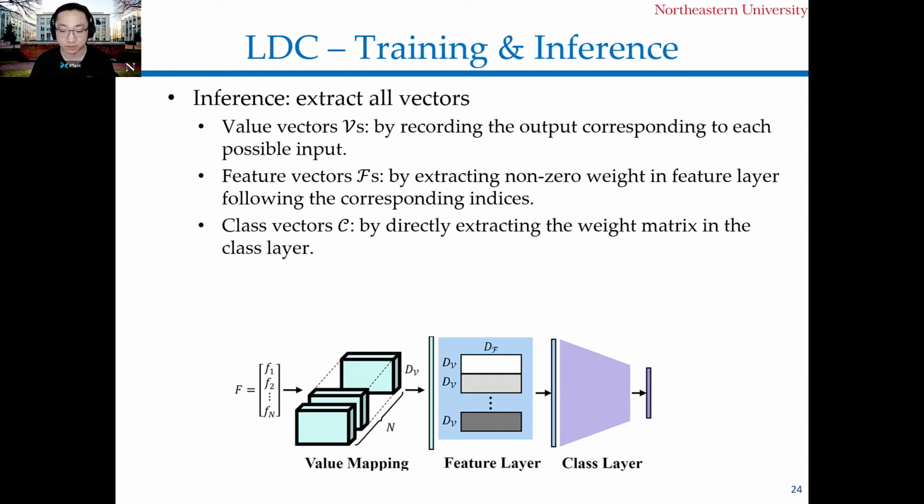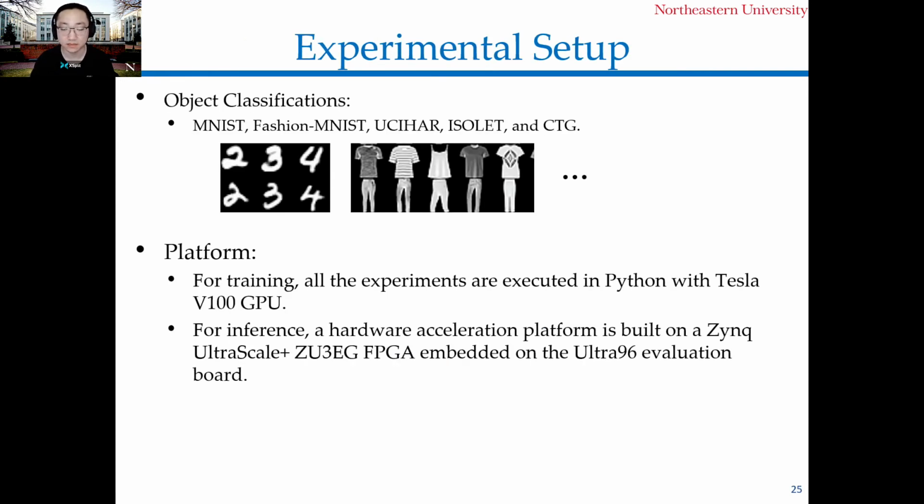And in this way, we project the HDC model to an equivalent neural network structure and propose a principled training strategy to train the model. So we don't need to randomly generate the feature and value vectors anymore, but we train them. For the experimental validation, we select 5 common datasets on the HDC models, and the platform we used for the evaluation is shown below.